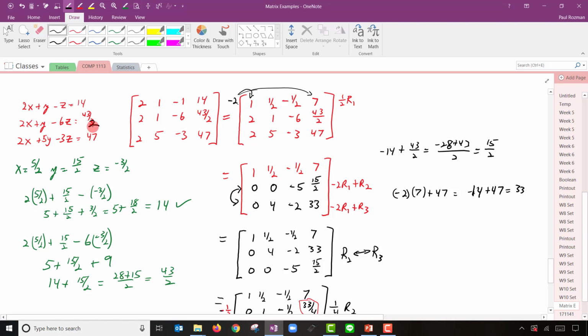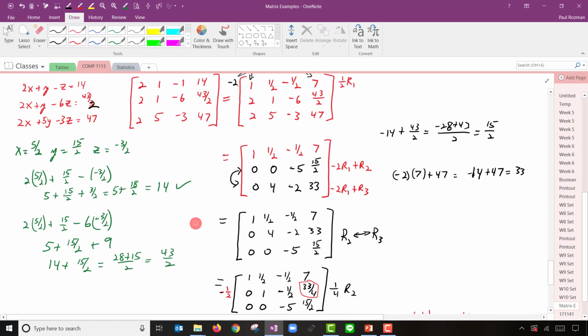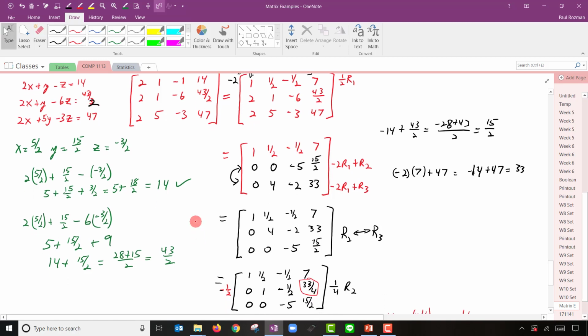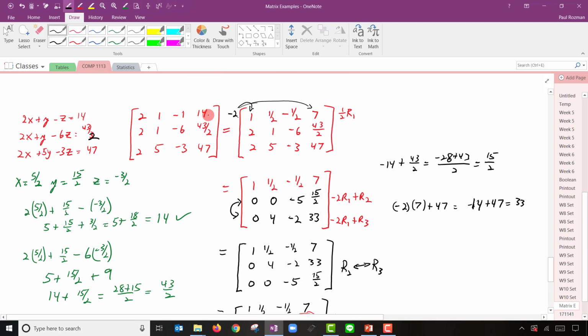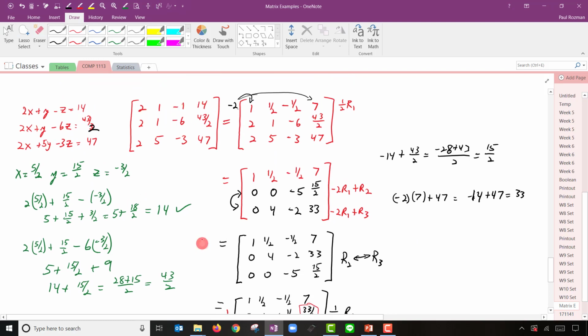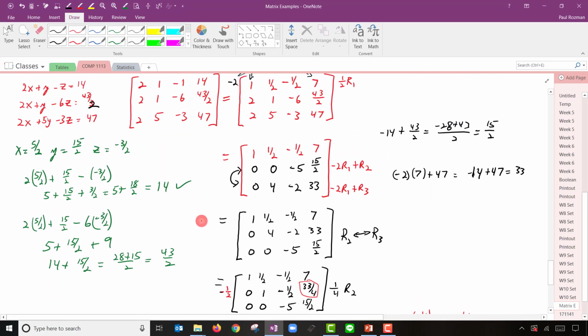I had a student email me the other day asking me to check his work on one of these, and I couldn't find anything wrong with it. It was perfect. And the only thing that was wrong was he copied the first equation wrong. Like he forgot a minus sign. So yeah, here's me.